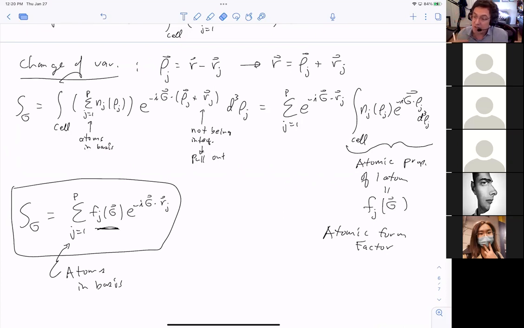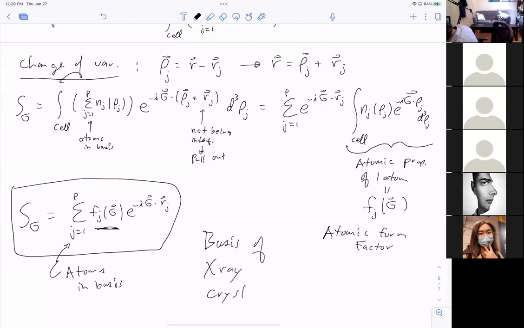So if you were an X-ray crystallographer, then this is like your bread and butter. This is basically the basis of X-ray crystallography, because these are the relationships.